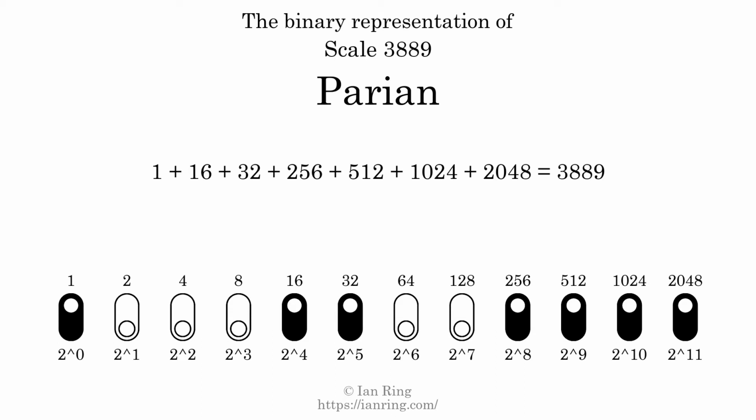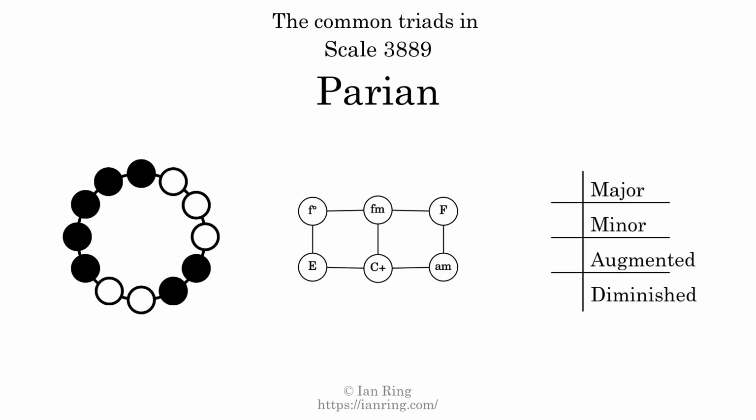3889. The scale number not only enumerates the scale with a unique index, but it also literally describes the tonal content of the scale. Represented as a binary number in base 2, the scale number is 111100110001. Here are the common triads present in this scale.